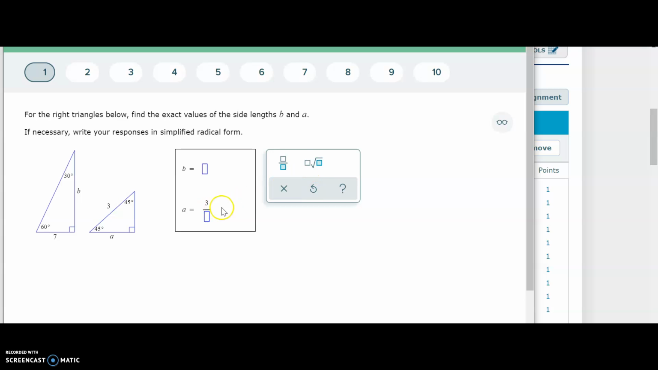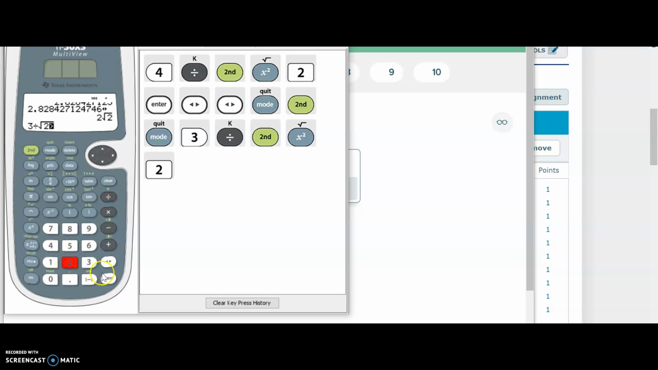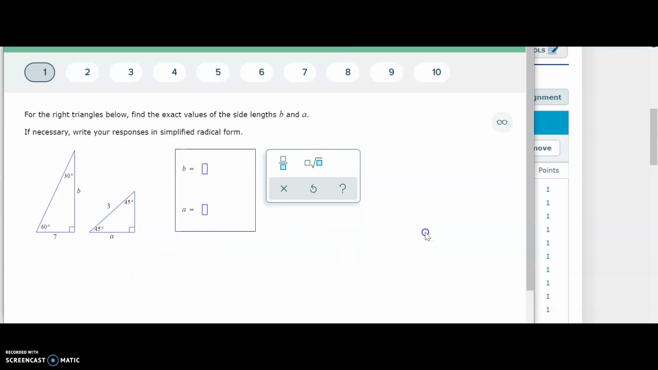Okay, which if I type that in on my calculator, 3 divided by square root 2, it tells me it's 3 square root 2 over 2. So that's what I type in here. So 3 square root 2 over 2. All right, B.